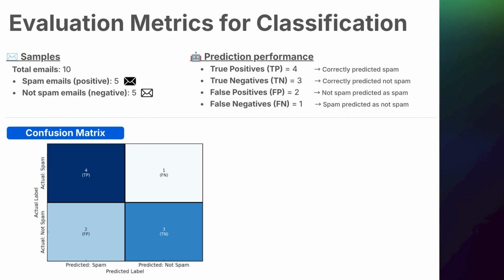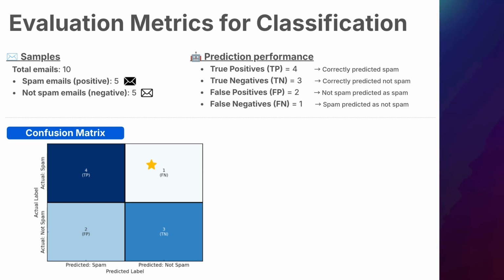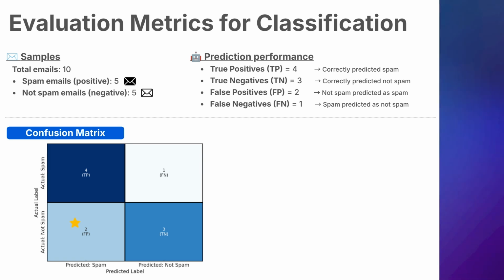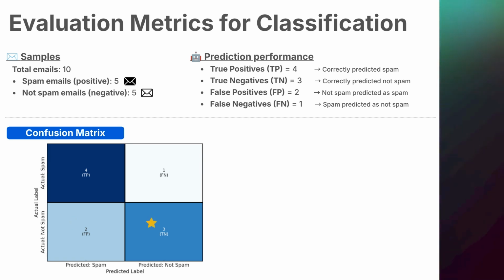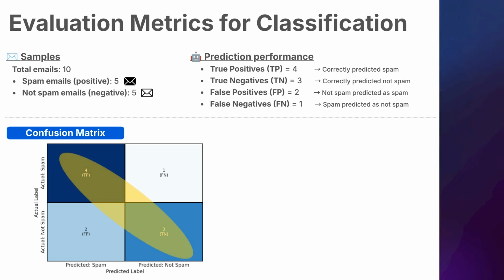The model correctly predicted 4 spam emails as spam. These are called true positives. It missed 1 spam email and predicted it as not spam. This is a false negative. It wrongly predicted 2 normal emails as spam. These are false positives. It correctly predicted 3 normal emails as not spam. These are true negatives. So in total, the model made 7 correct predictions and 3 incorrect ones.